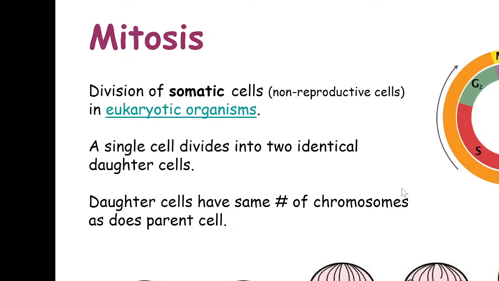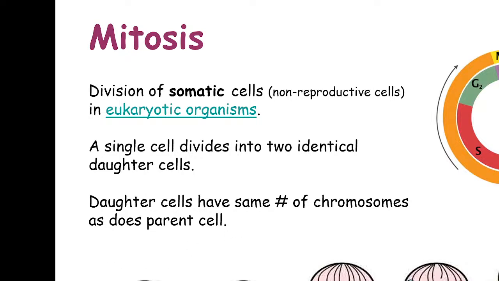Then after interphase, the actual division phase takes place. This is the division phase, or M phase, or mitosis phase. It is the division of somatic cells; somatic cells means non-reproductive cells. In a eukaryotic organism, a single cell divides into identical daughter cells. So the daughter cells have the same chromosome number that the parent cell has.